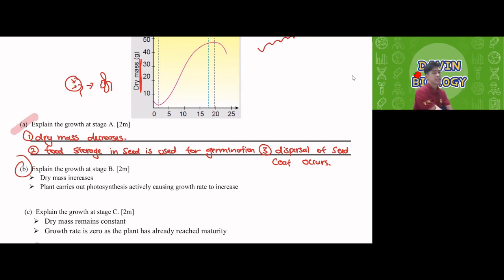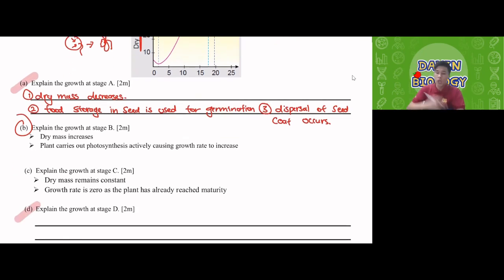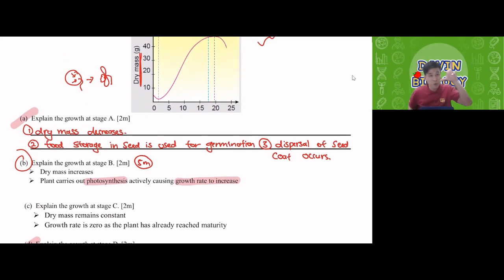Explain the growth at stage B. So here I'll give you 5 marks. Okay, so we know the mass then starts to increase, because the plant carries out photosynthesis, causing the growth rate to increase. But before we mention photosynthesis, you can explain why suddenly they can photosynthesize and grow a lot. Because as you germinate, what do you start to form?